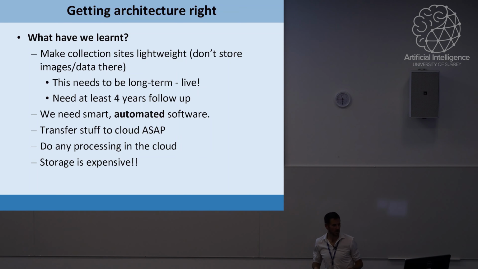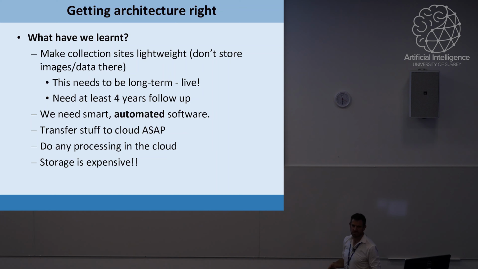We've learned quite a lot along the way. We've learned that we have to make our collection sites lightweight so that we can easily stick a piece of hardware or VM in there and set it up very quickly. We don't want to be storing anything there. We want to upload things to the cloud as soon as possible. We don't have to do anything at the collection site. It's simply get the data anonymized, send it away, and everything else is done elsewhere, because that means you don't have to have staff at the collection sites doing anything. So all our collection sites are automated. We don't have anybody administering them apart from me and my team checking in every now and then.